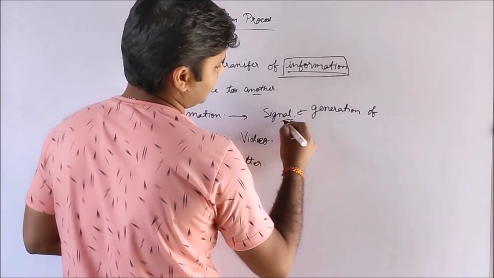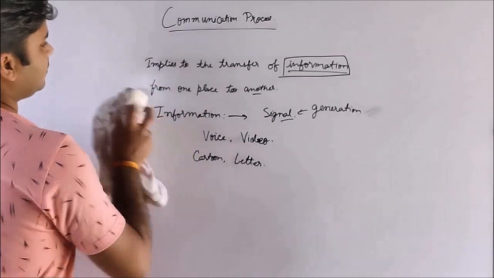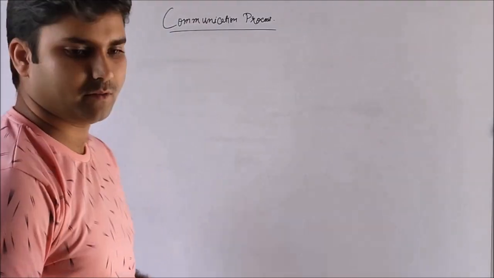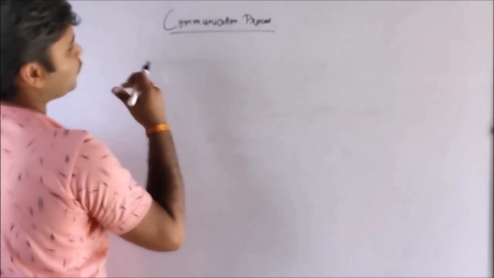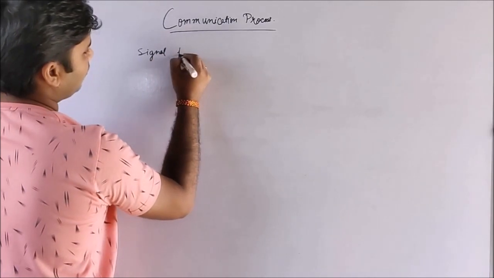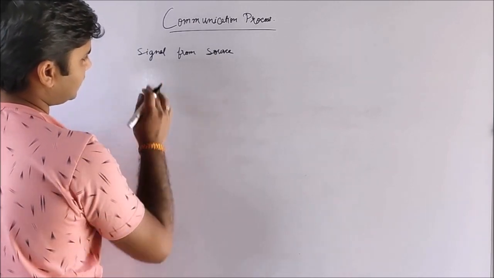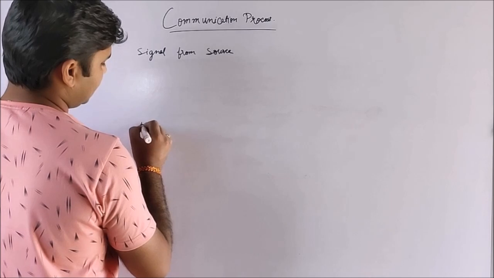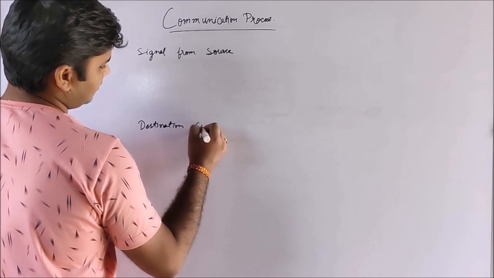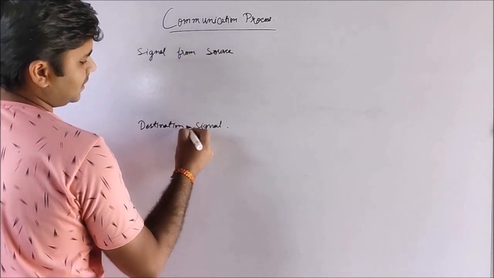The generation of signal. So let us understand this communication process in a broader way, in technical terms. What is this communication process? It requires a signal from the source to reach the destination. Here also the signal is received. Signal from source, signal at destination.